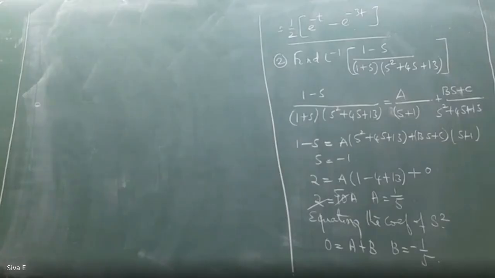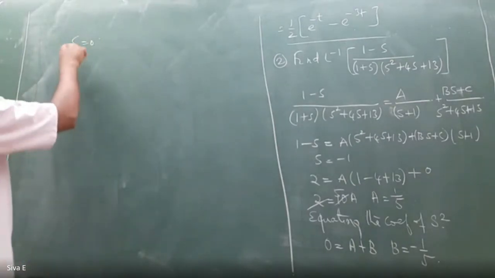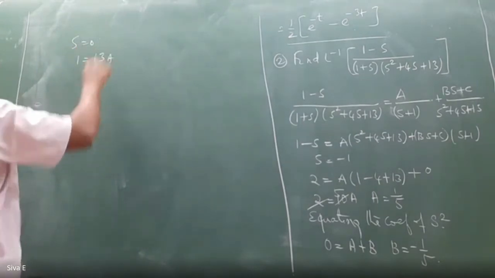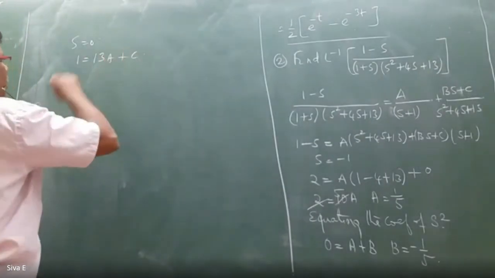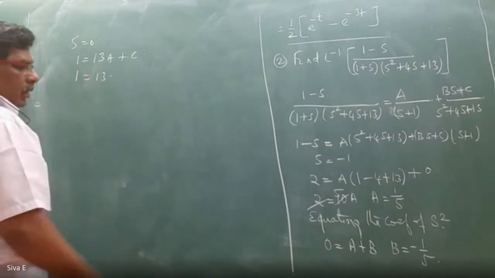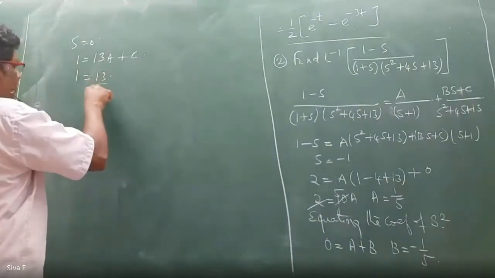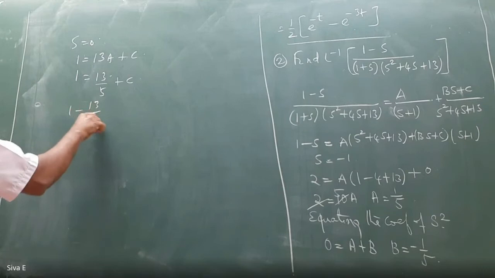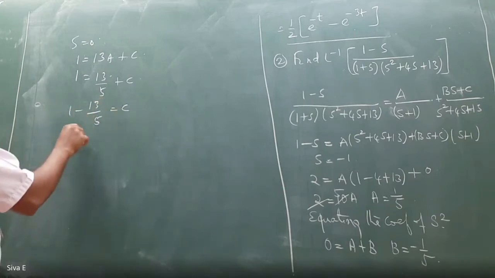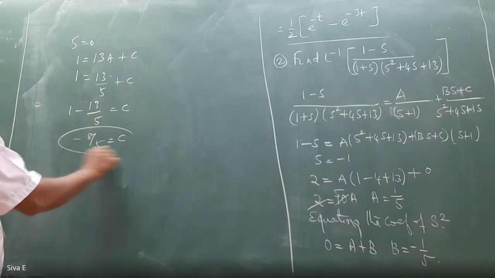Sir, s is equal to 0. Substituting s equal to 0. Okay, fine. 1 equal to 13a plus c. So 1 equal to 13 times a, a is 1 by 5, so 13 by 5 plus c. So 1 minus 13 by 5 equal to c. 5 minus 13, minus 8 by 5 equal to c.